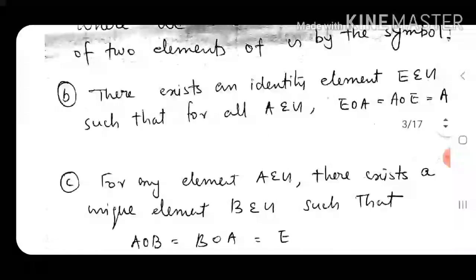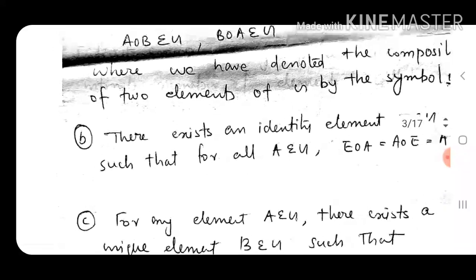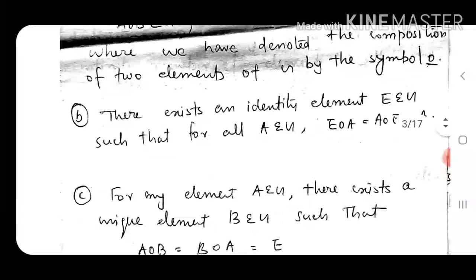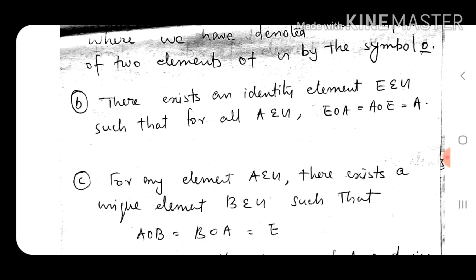Now the second property: there exists an identity element E belonging to G such that for all A belonging to G, if you take the composition, E composition A is equal to A composition E, which is equal to A.